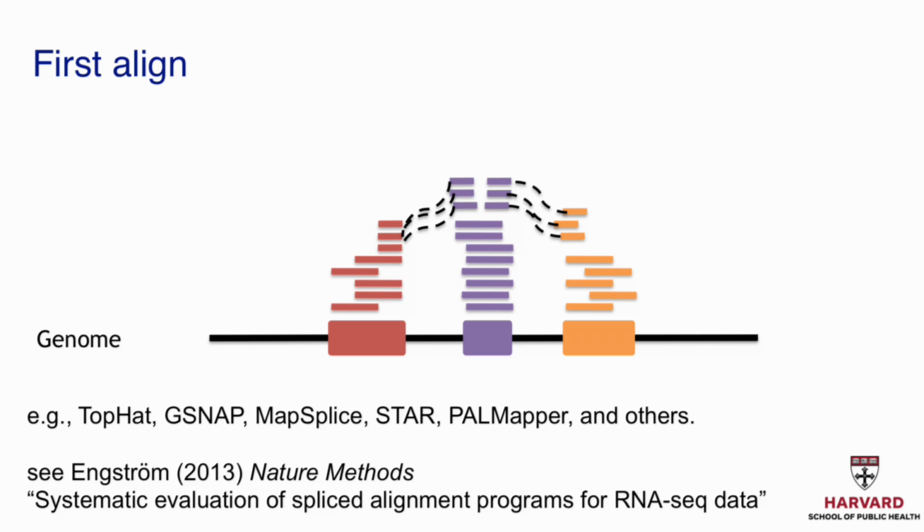So when we map them, we have to be mindful that this part of the read is going to go on this part of the genome, then there's a gap, and then this part of the read is going to go on this part of the genome. So we're mindful of that and actually map reads this way. So when we're done with this approach, we know which read comes from which exon and which reads come from which junctions. So examples of software that does that are TopHat, GSNAP, MapSplice, STAR, PALMapper, and there's others.